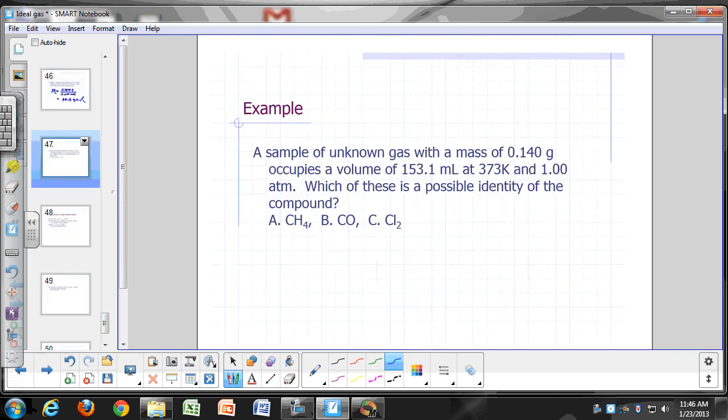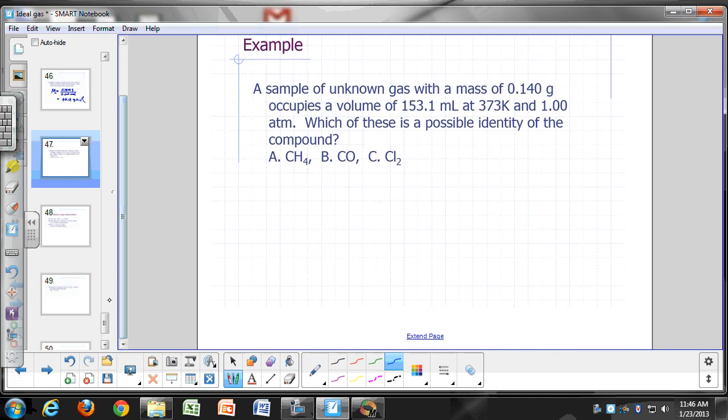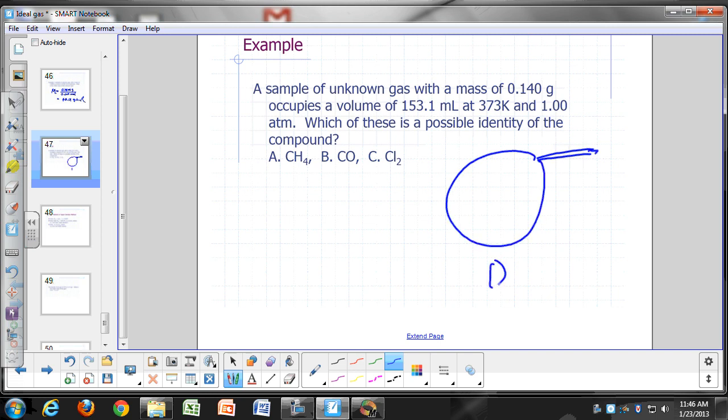Let's try another example here. An unknown gas with a mass of 0.140 grams occupies a volume of 153.1 mL at 373 Kelvin and 1 atmosphere. Which of these is a possible identity of the compound? This is typically something you would do in the lab. One of the traditional laboratory experiments in physical chemistry is known as the vapor density method or the Dumas method.